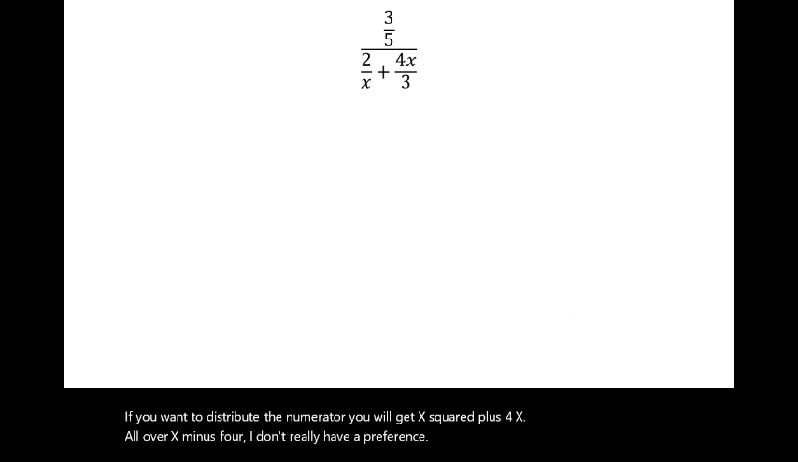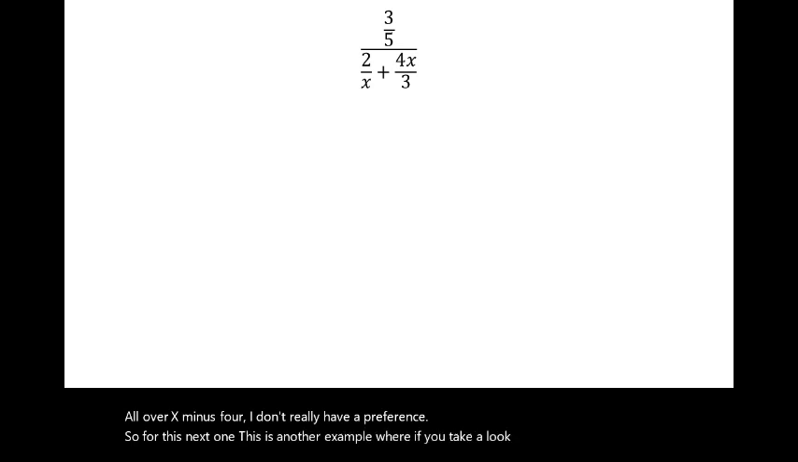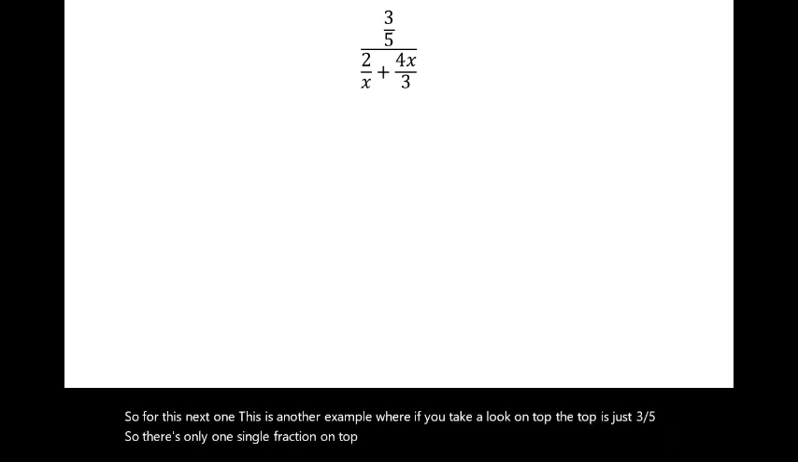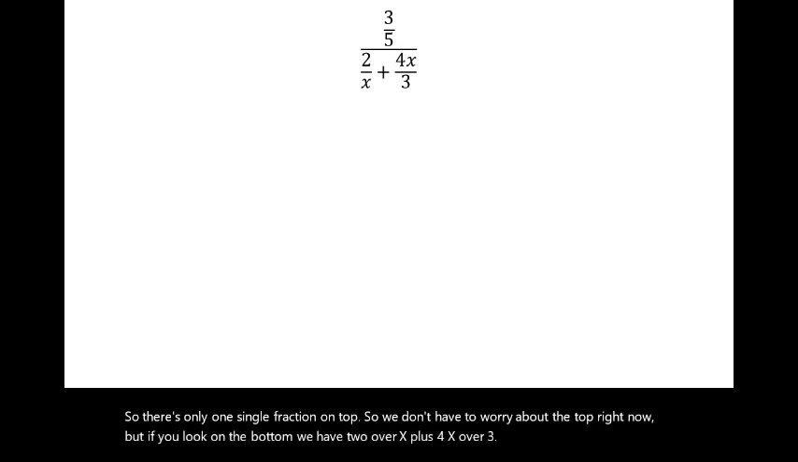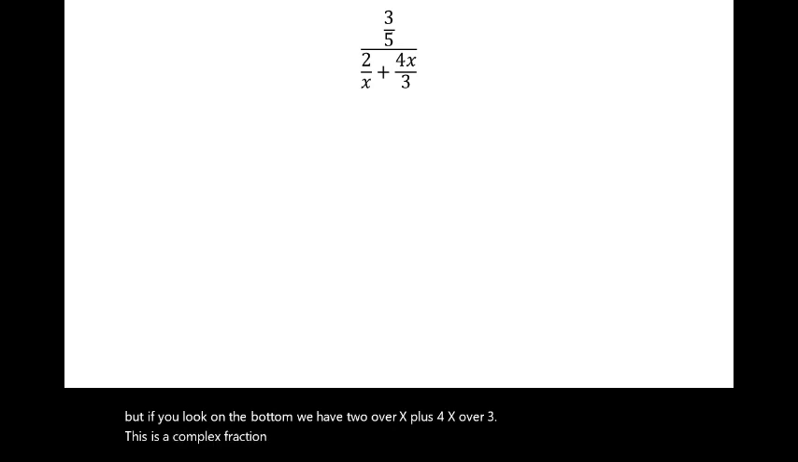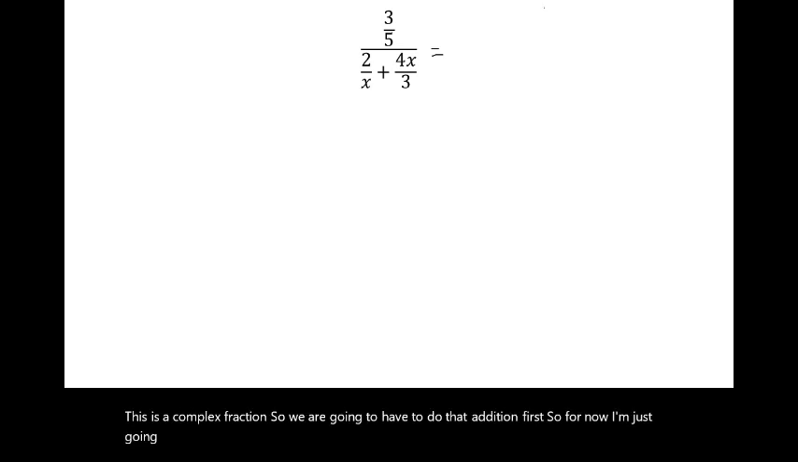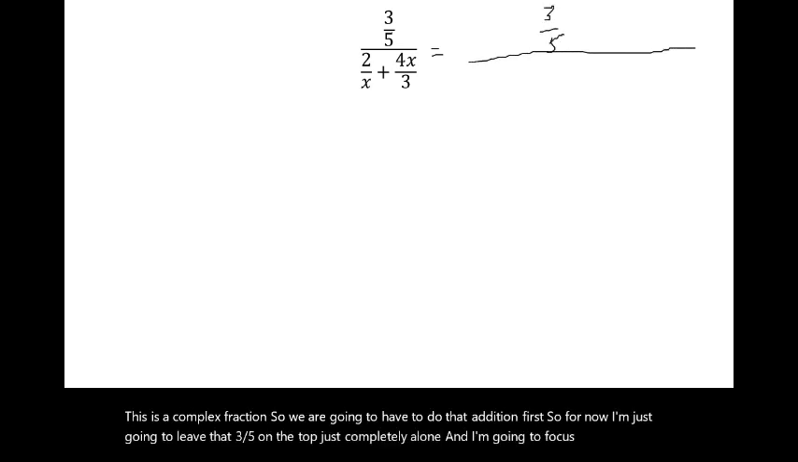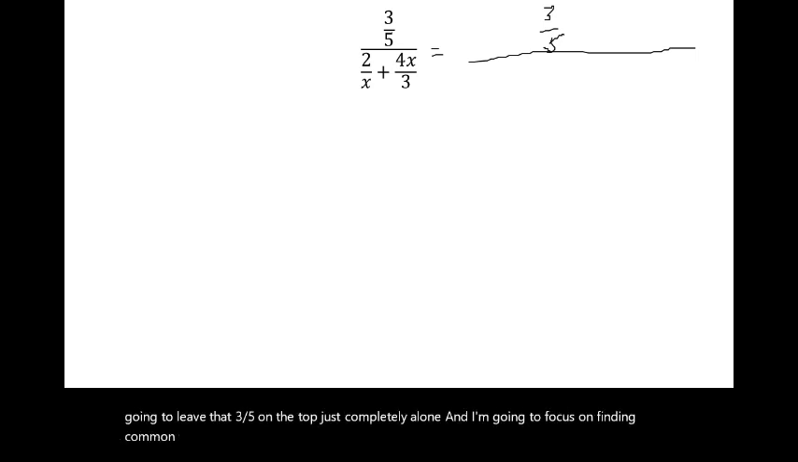So for this next one, this is another example where if you take a look on top, the top is just 3/5. So there's only one single fraction on top, so we don't have to worry about the top right now. But if you look on the bottom, we have 2 over x plus 4x over 3. This is a complex fraction, so we are going to have to do that addition first. So for now, I'm just going to leave that 3/5 on the top completely alone, and I'm going to focus on finding common denominators on the bottom. So I'm trying to find a common denominator between x and 3.